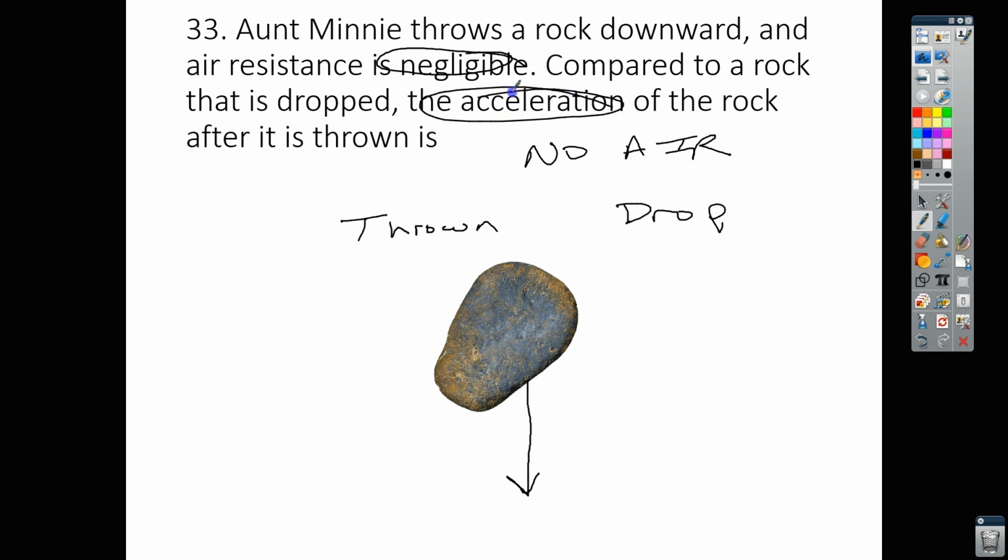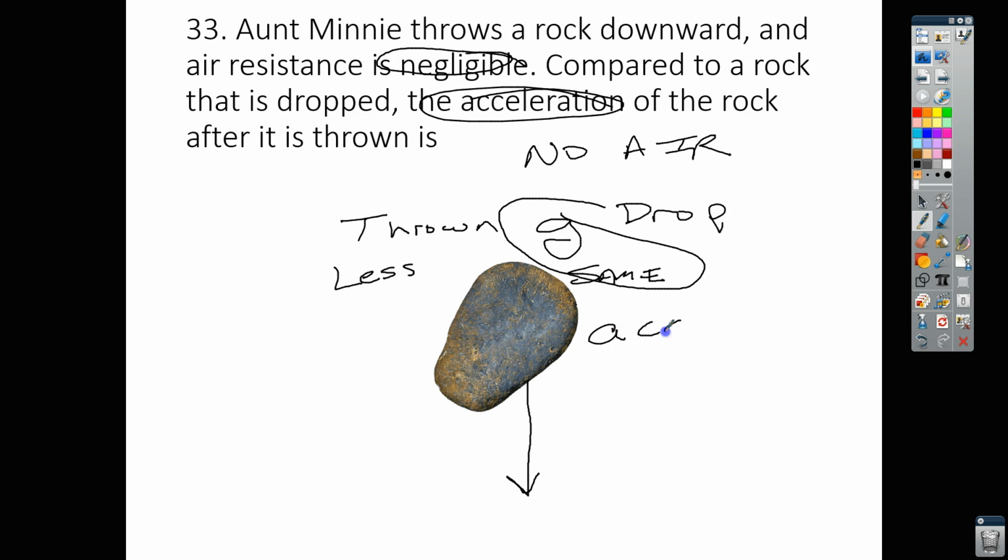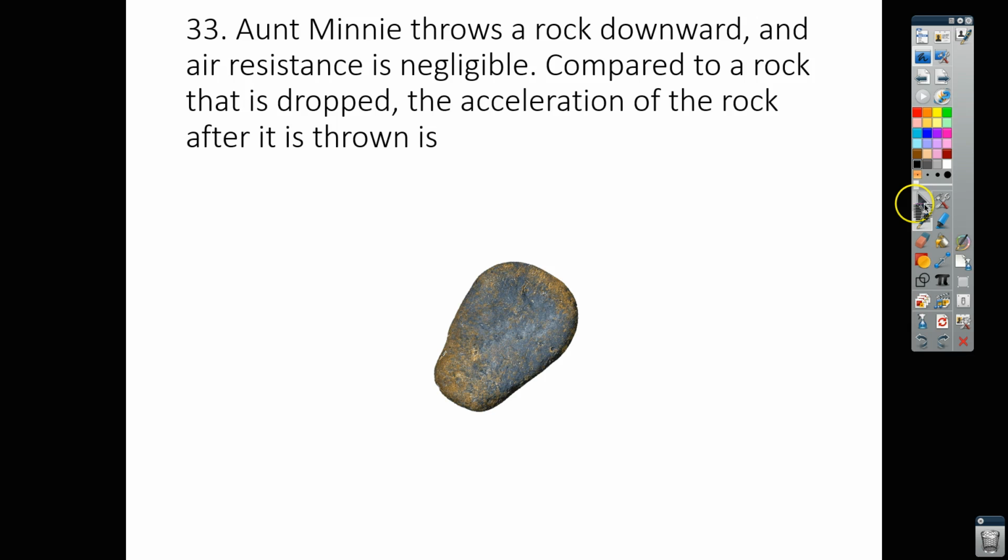The acceleration of the rock after it is thrown, actually it's the same. It is the same because it's just the acceleration due to gravity. The thrown one will take less time to hit the ground than the dropped one, but the acceleration is exactly the same. So we say that the acceleration is equal to the value for gravity.